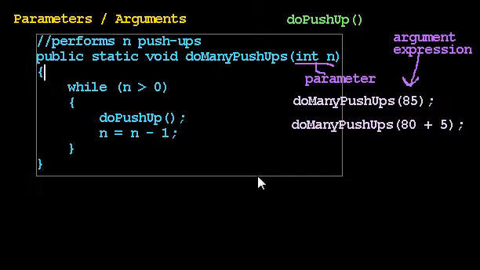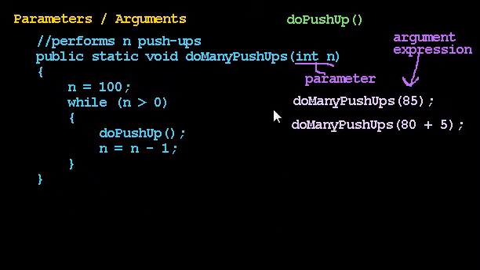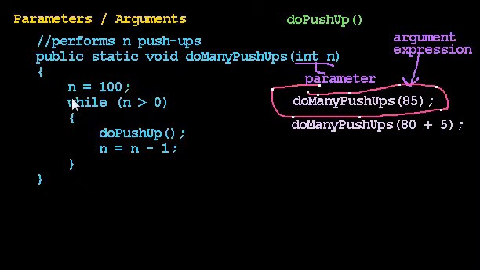The more common mistake that I've seen beginners make is they'll do something like this. Do many push-ups takes in n and something like this. Now if I were to call this method and say, I would like you to do many push-ups 85, how many push-ups is the computer going to do? Well, it's going to do 100, because when I call do many push-ups, n gets this value 85, and then the very first thing I do is say, you know what, I don't want n to be 85, n should be 100.